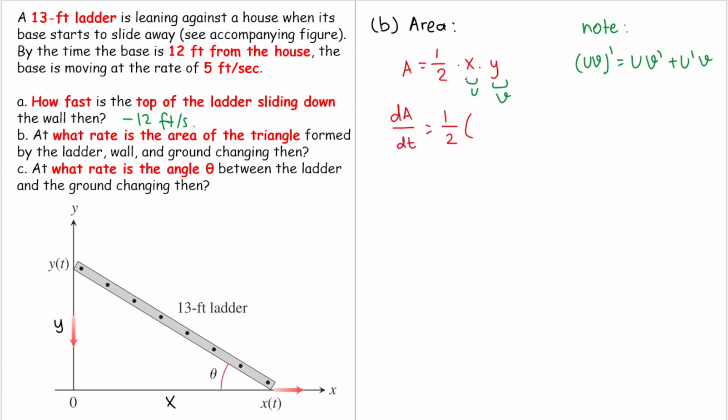Okay, we have our u, which is x, and then v prime. V prime is dy/dt. And then we will have plus here, u prime v. Our v is y, but u prime is dx/dt. Good. Now we have all the values, right?